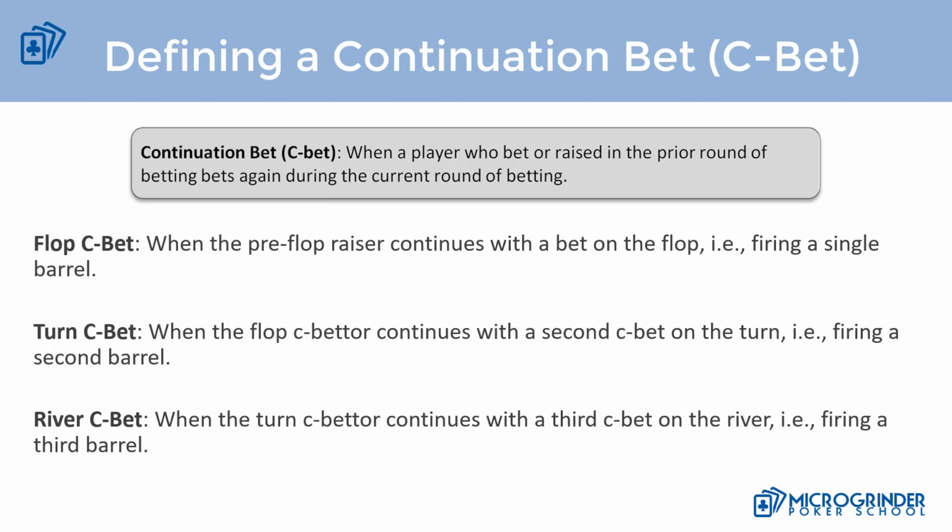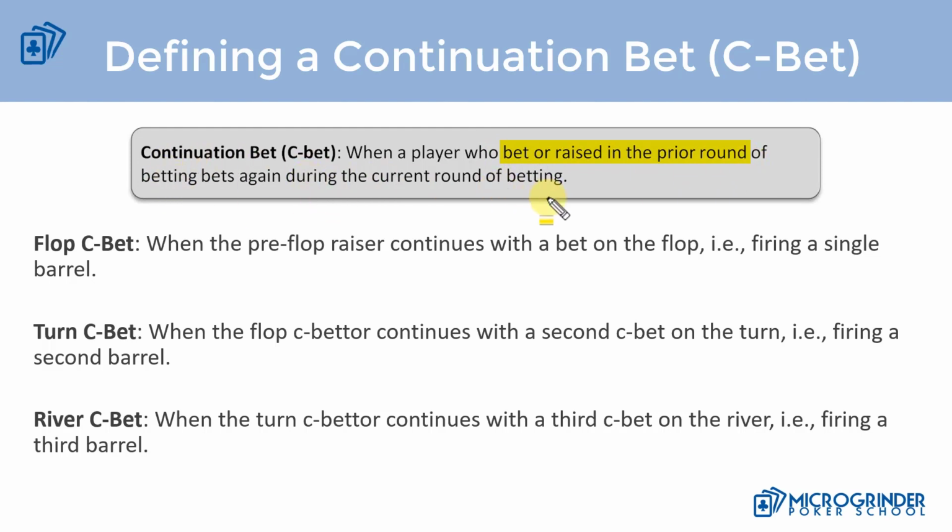Well, I know that most of you already know what it is, but I want to make sure that we define it because this is a C-Betting 101 course and we're going to have players from all over, from different types of experience levels, and some of you may not fully understand what it is. So first off, we commonly call a continuation bet a C-bet, so if you hear that, it's the same thing. So what is it? Well, it's when a player who bet or raised in the prior round of betting continuation bets, or they continue with a bet again on the current round of betting.